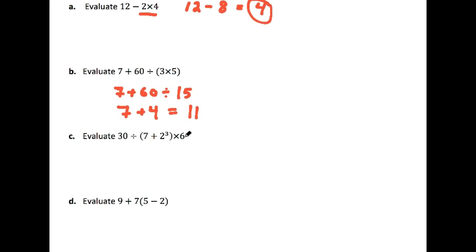In part C, you get introduced to an exponent, right? It's a number being raised to a power. So evaluate 30 divided by, so in this case we have both step 1 and 2. We have parentheses and exponents. So let's just start inside parentheses. You can't add before exponents, so you're going to have 7 plus 2 cubed. 2 cubed is 8. 2 times 2 times 2.